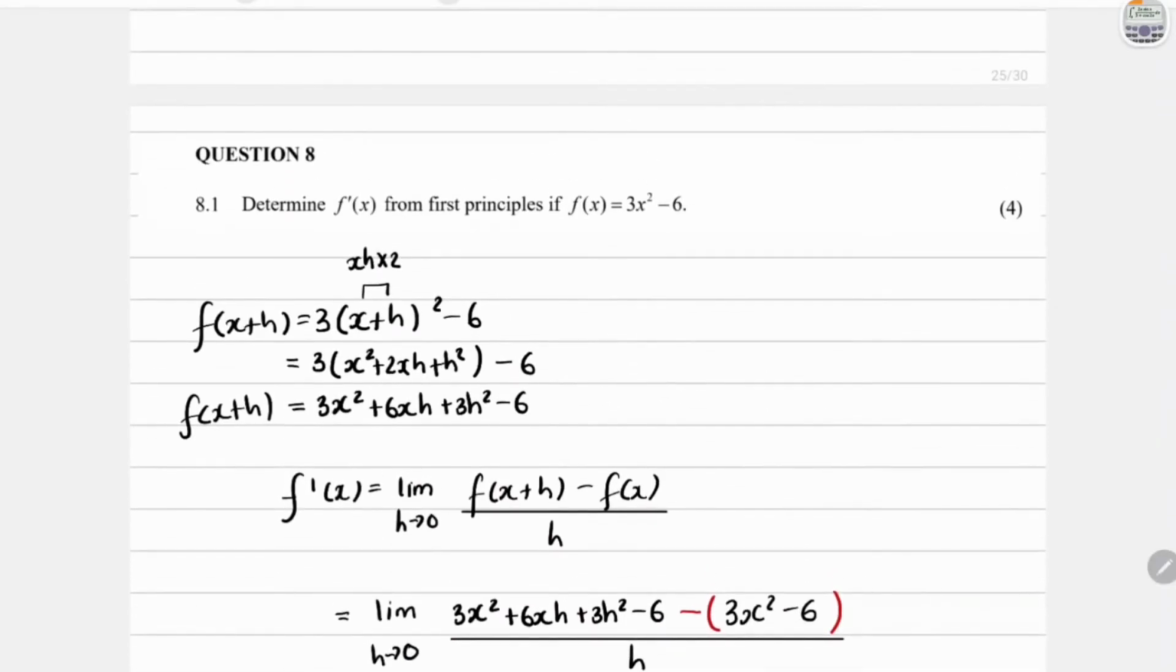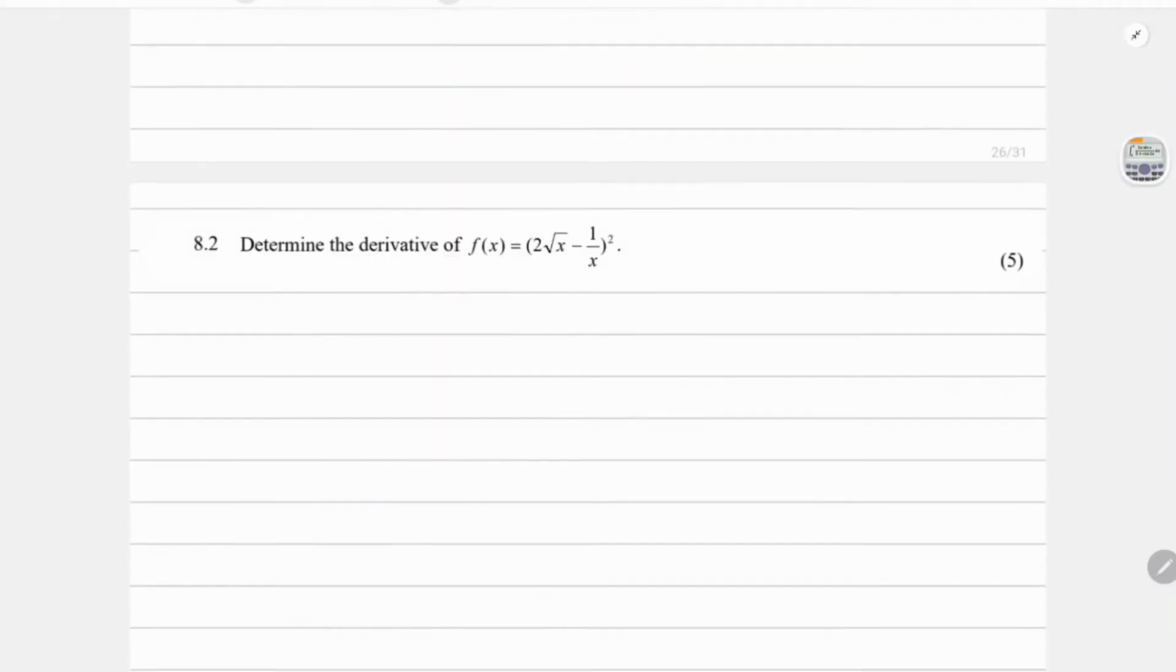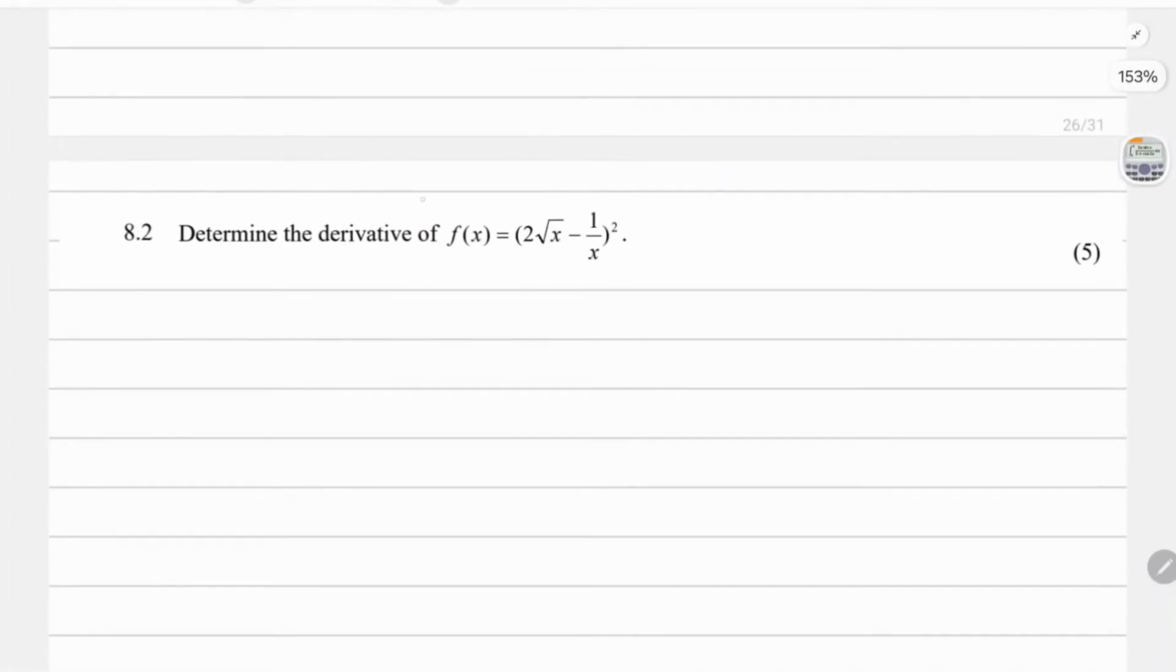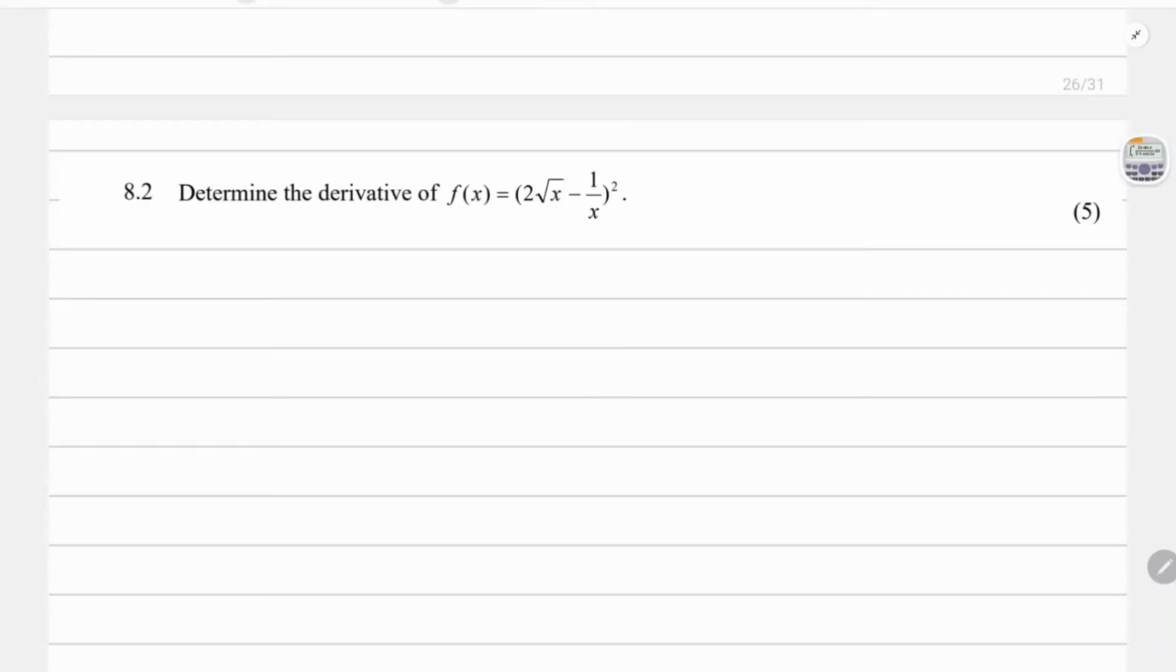Okay, so that is the first question in question 8, and we move on to the next question. We are on 8.2, and 8.2 says, determine the derivative of f of x is equal to this. And this is for 5 marks. It is not using first principles, okay? They just want you to determine the derivative. They never mention first principles.